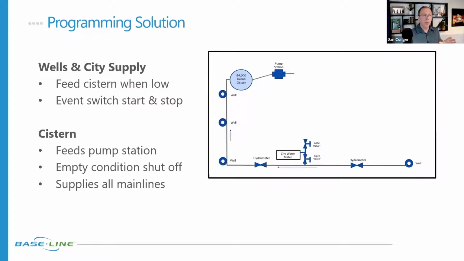The overview on programming was that the wells and the city water supply will feed that cistern when the cistern level drops, based off of input from essentially the pump station, and that will trigger the event switch to start the different wells to feed that water supply, that feeds that cistern. And then the cistern is going to feed that pump station, and if the cistern ever runs dry, we have the ability to stop the pump station, and ultimately the pump station is what feeds the main lines. Okay, so I kind of gave you last week's webinar in 5 minutes.